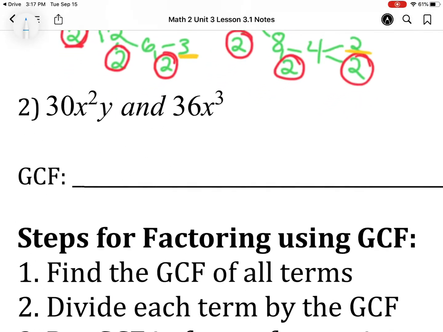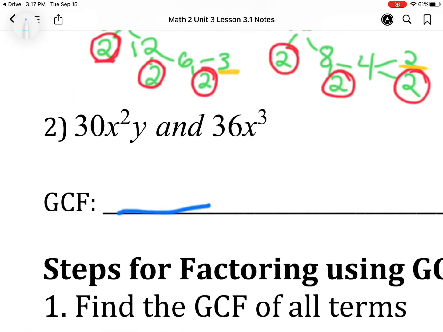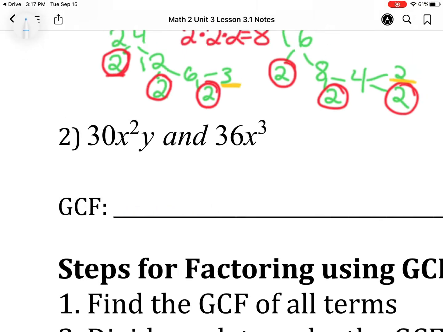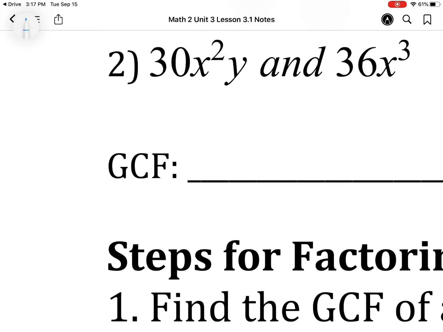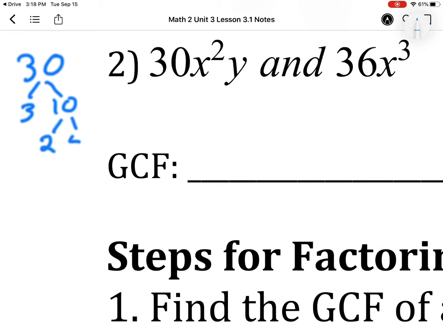Well, what if you had 30 and 36? So I'm going to take 30 and separate it out. Again, if you can visualize it, go for it. If you cannot visualize it, do what I'm doing. I'm going to do 3 and 10. 3 is prime, so I don't have to keep going with the 3. 10, I've got 2 and 5. 2 and 5 are prime, so I can stop.